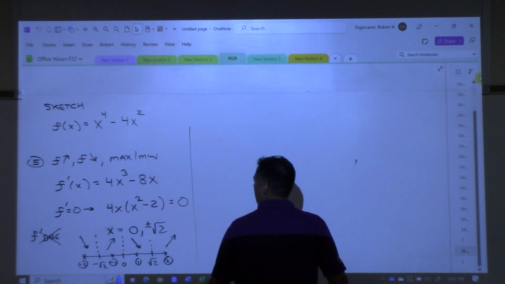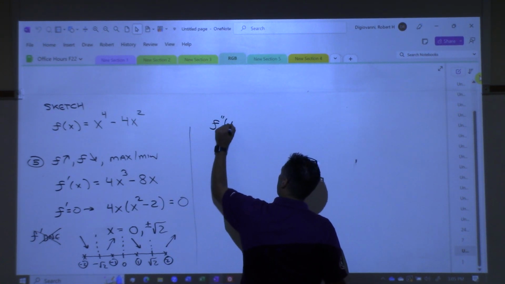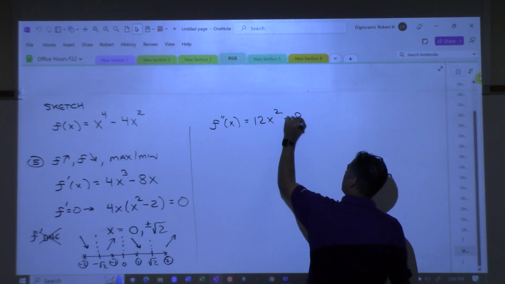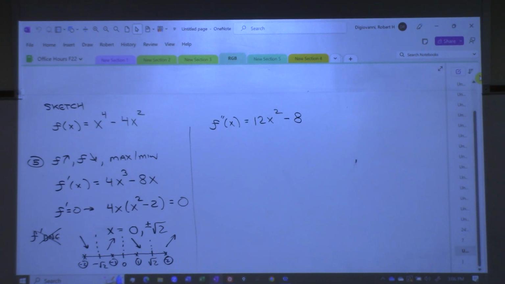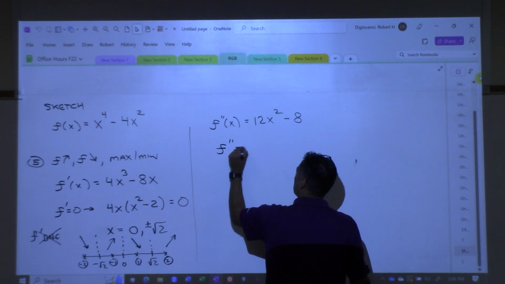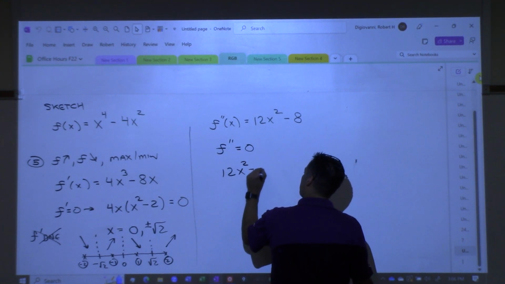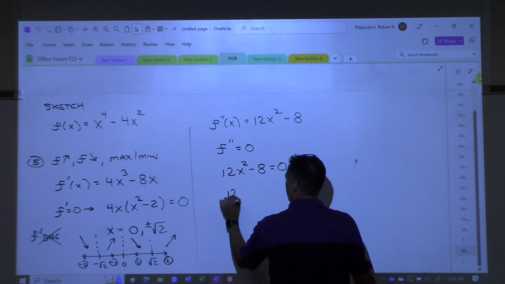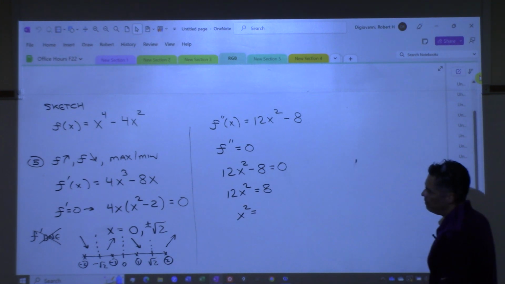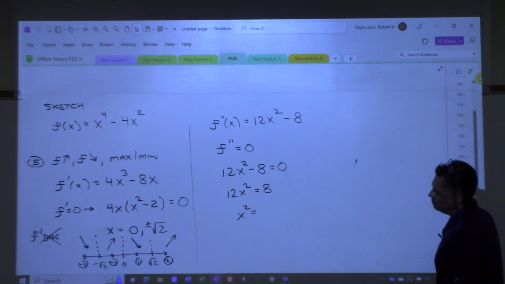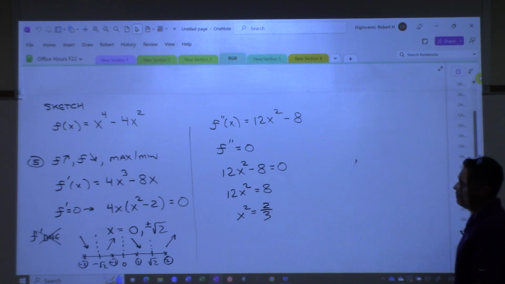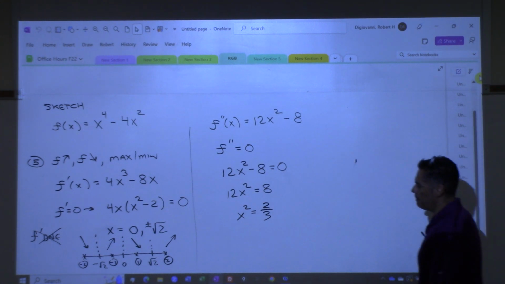All right, now let's look at the second derivative. What's the second derivative of this function? 12x squared minus 8. We want to know where that second derivative is positive and negative. Well, where it's 0 first. So set it equal to 0. What do we get there? Square root of 2/3, plus or minus.